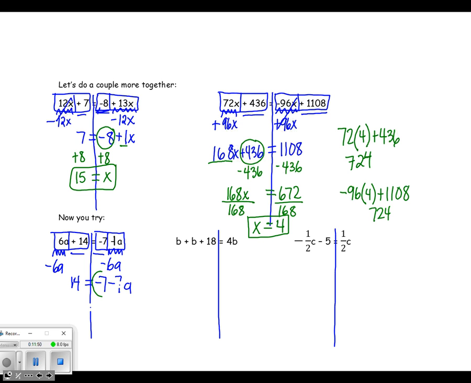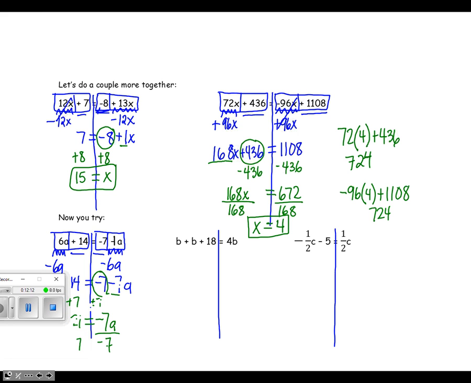Then my constant, -7, my coefficient, -7. I'm going to add 7 to both sides, gives me 21 equals -7a. Then I divide both sides by -7. Wow, my little recording thing is getting in my way. Okay, there we go. That gives me -3 equals a.